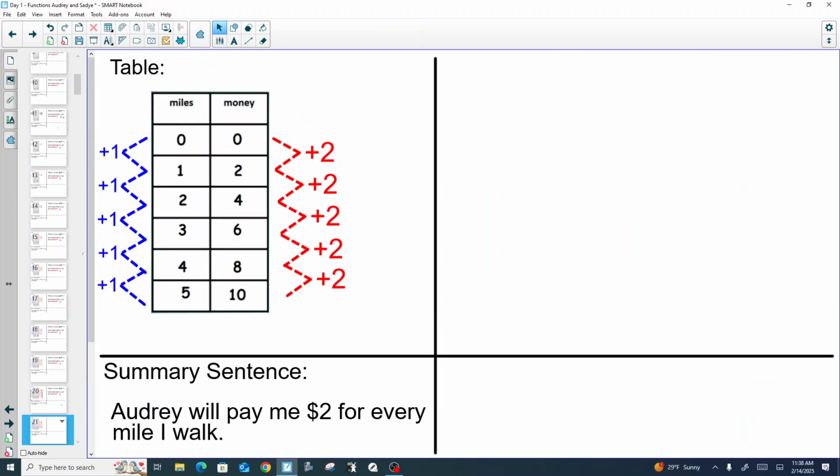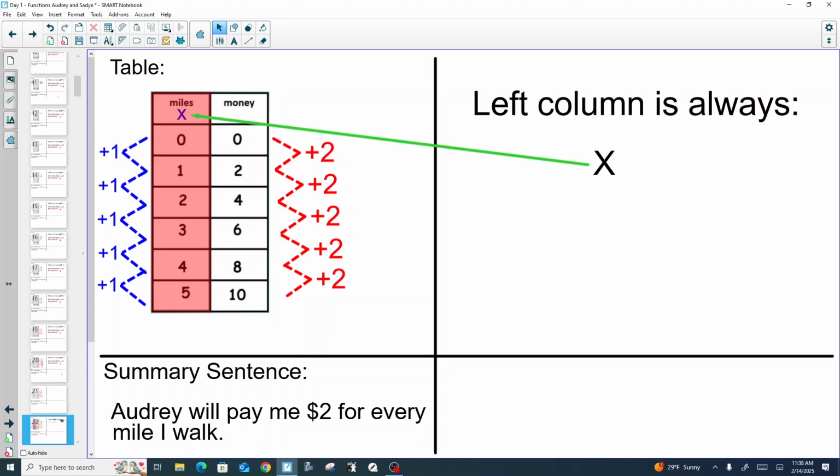All right, so what can we do now? Well, I think we need to go through and do some things here. Can you put an X either right above the miles? You might have written miles so big, maybe you just put the X right here above it in that column. So that whole left column of the table is always going to be called the X column. So those are our X numbers, right? The number of miles I'm walking, they're my X numbers.